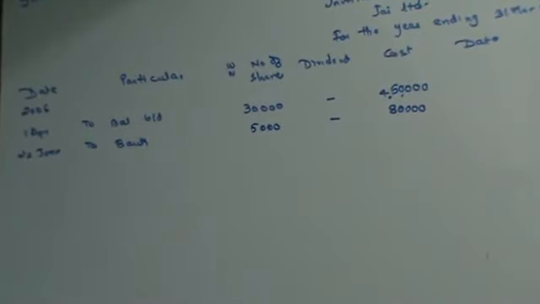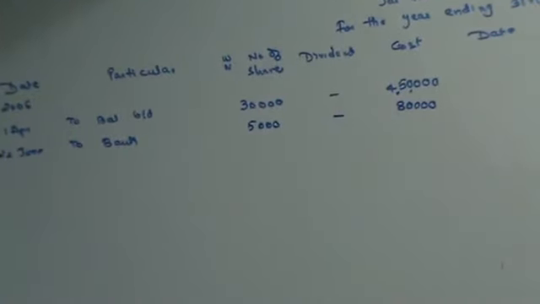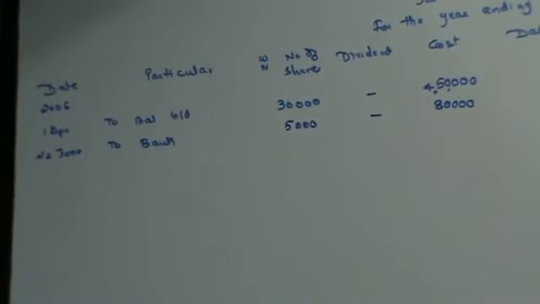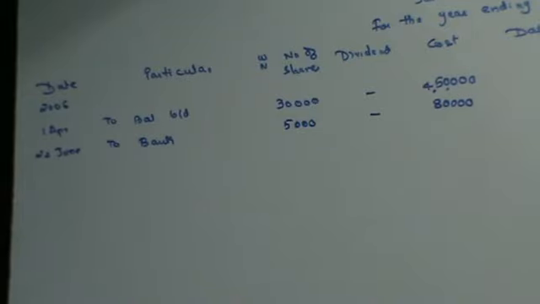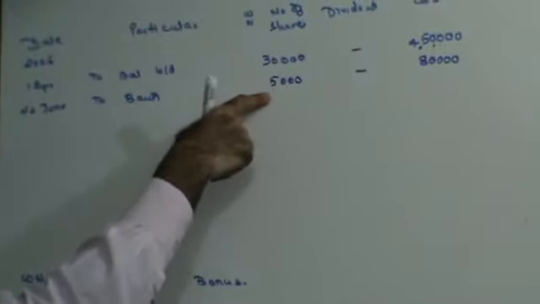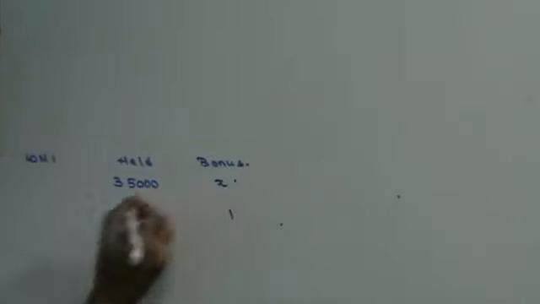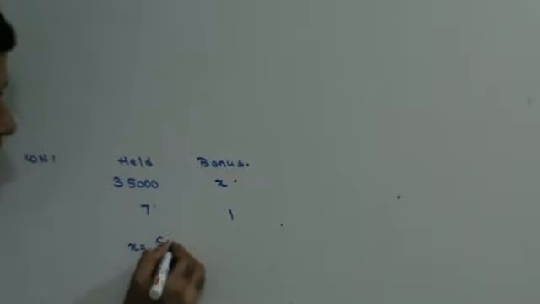Right? The directors of J Limited announced bonus issue of equity shares in the ratio of 1 share for every 7 shares held. Right? Working note 1. You are holding 35,000 shares. You had an opening balance of 30,000 shares plus you purchased 5,000. You are getting a bonus of 1 share for every 7 shares held. So how many shares will you get as bonus? You will get 5,000 shares.